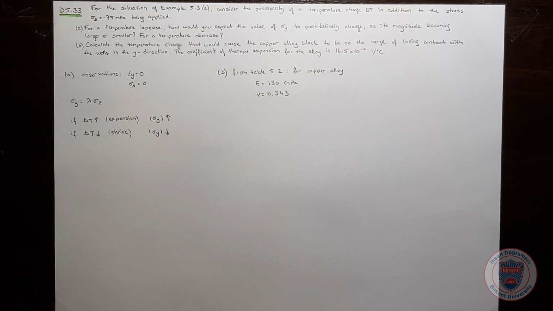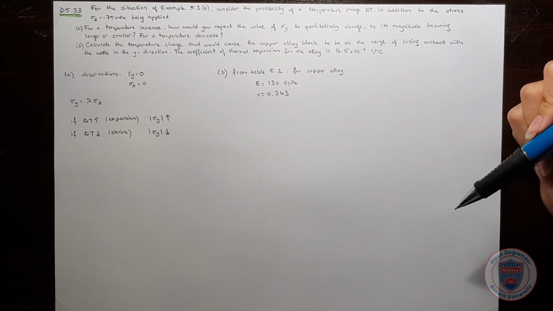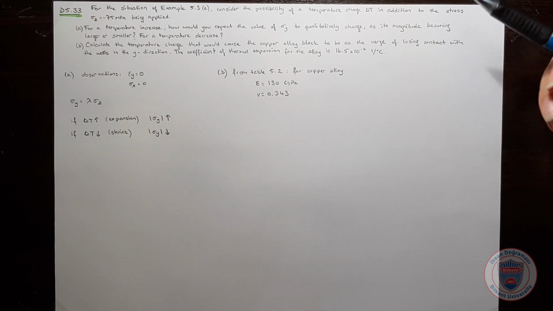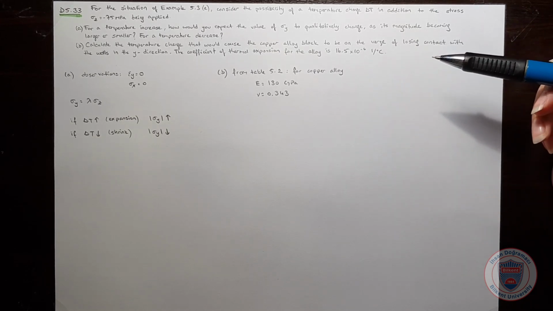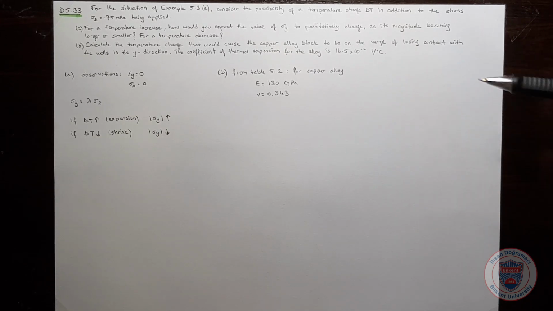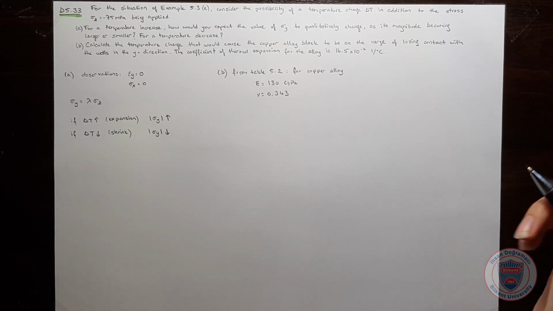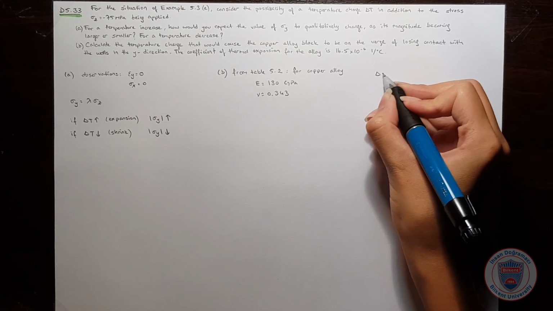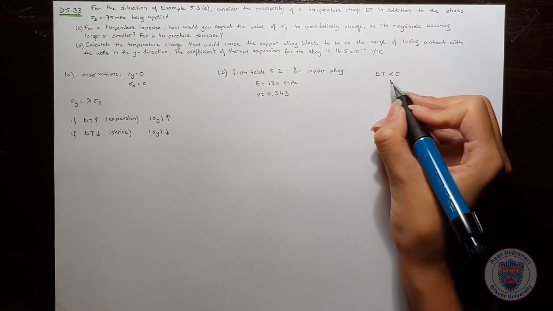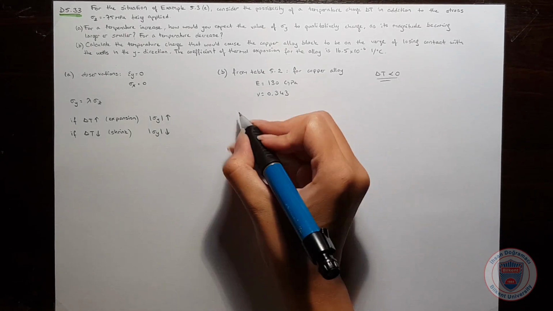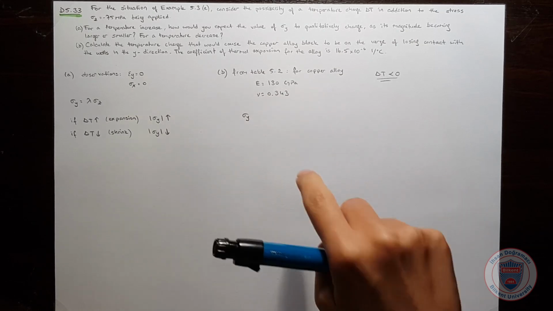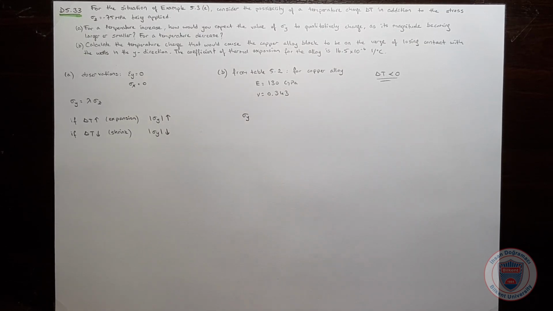So, we will be considering the case in which the copper alloy block will be on the verge of losing contact with the walls. For this situation to happen, we should decrease the temperature. So the delta T will be smaller than 0. And at the exact point of losing contact, sigma y will be also 0.